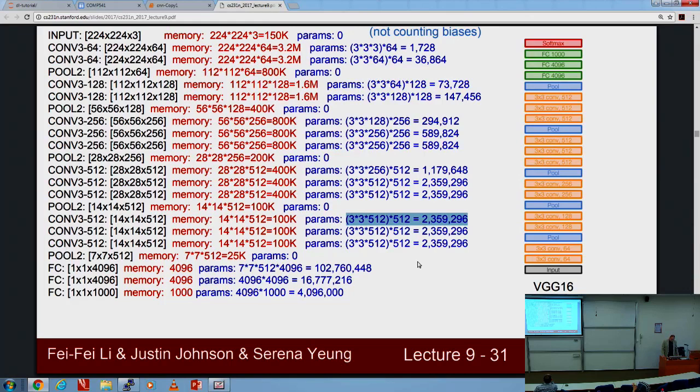Most of the parameter memory in this model is spent on the fully connected layers. Look at the fully connected layers. The first one has 100 million, the second one has 16 million, and the third one has 4 million. So those easily wipe out all the other convolutional parameters that we're using from before. This is one of the reasons why modern networks no longer use fully connected layers, because they take too much space. Okay.